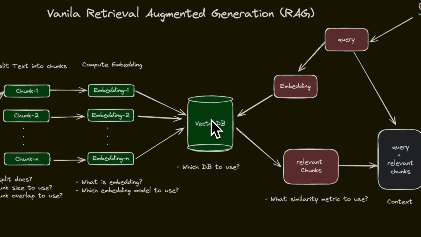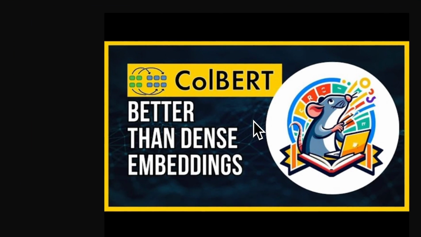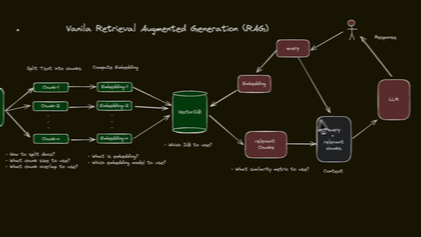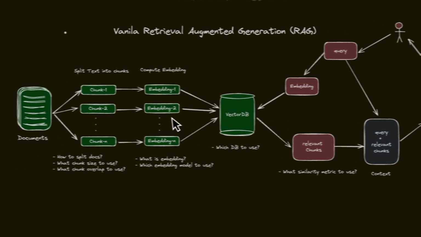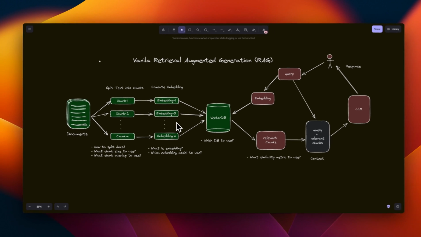Welcome to another video on how to do better RAG. In a previous video, I showed you how to use late interactions as a possible replacement to dense embeddings. In this video, we will build an end-to-end RAG pipeline in which we are going to replace the dense embeddings with late interactions using ColBERT.